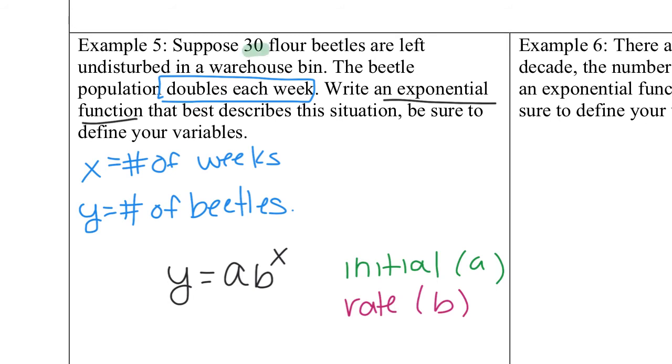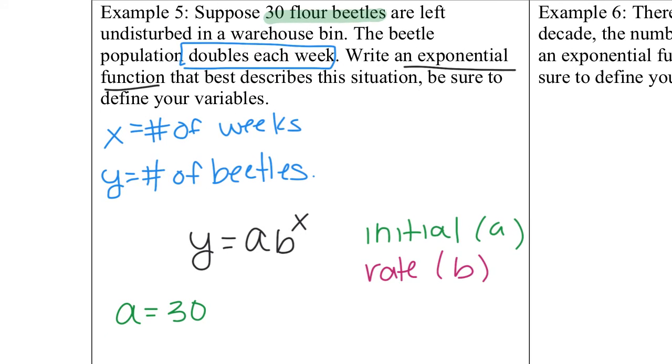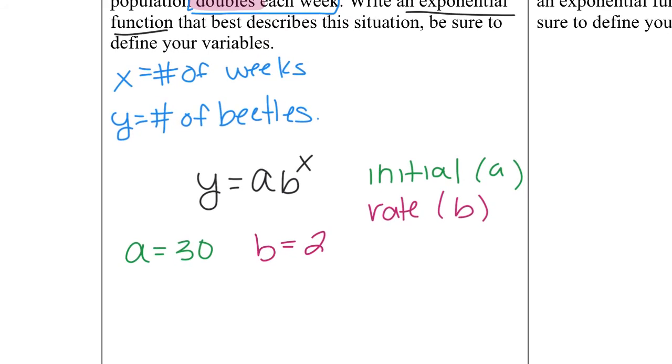So it says suppose 30 flower beetles are left undisturbed. That is the initial. So a will be equal to 30. The rate is how quickly these are increasing or decreasing. So it says the beetle population doubles each week. So every week I get twice as many beetles in my bin. So my b is going to be a 2. If it was triples, that's times 3. If it would say halved, that's times 1/2. That'd be a decreasing situation.